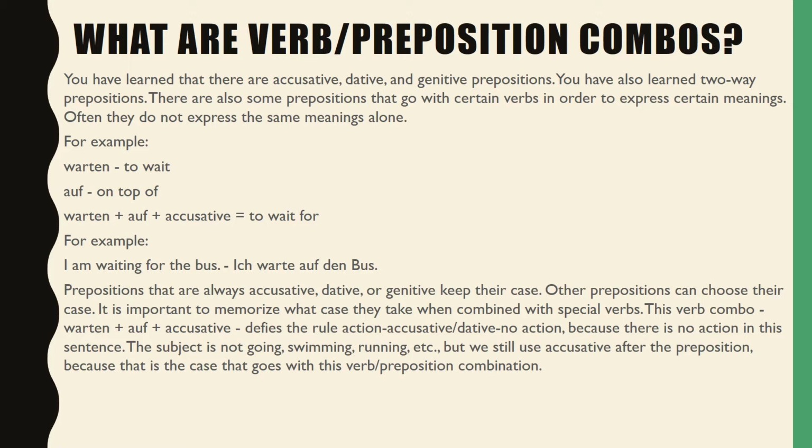Prepositions that are always accusative, dative, or genitive keep their case. Other prepositions can choose their case. It is important to memorize what case they take when combined with special verbs. This verb combo, warten plus auf plus accusative, defies the rule action accusative, dative no action, because there is no action in this sentence. The subject is not going, swimming, running, etc., but we still use accusative after the preposition because that is the case that goes with this verb preposition combination.